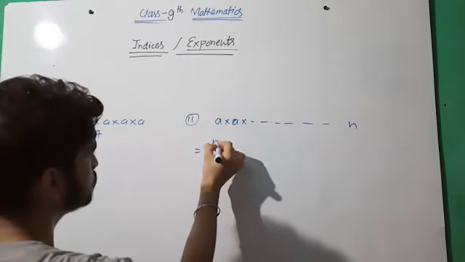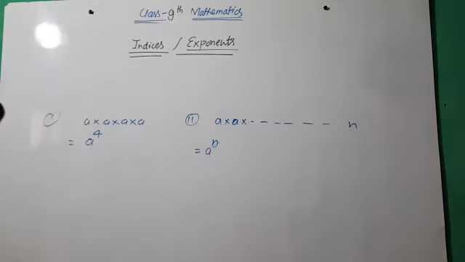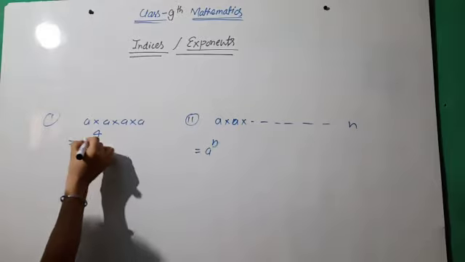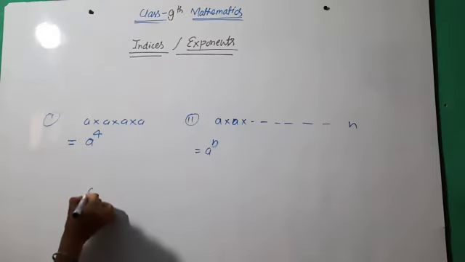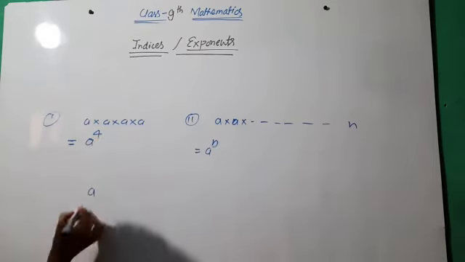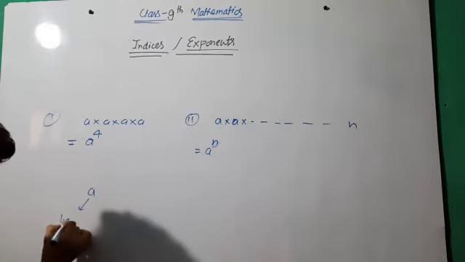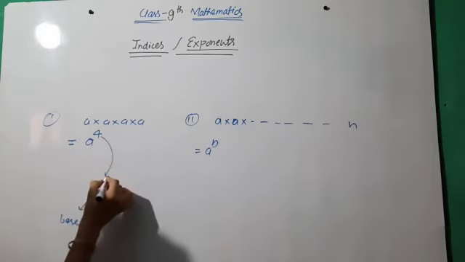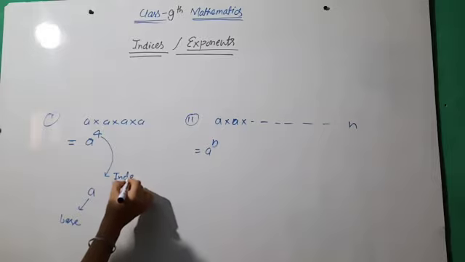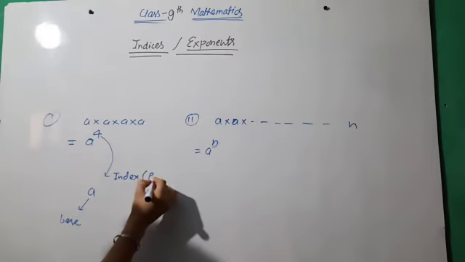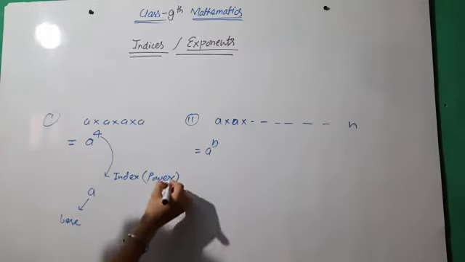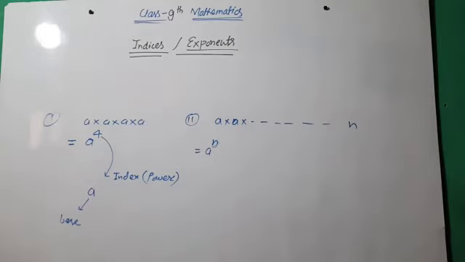So there are two basic terms. The first one is a and the second one is this. The first is the base, and the second one is the index or power. Index or power, these two are the basic terms of this chapter.